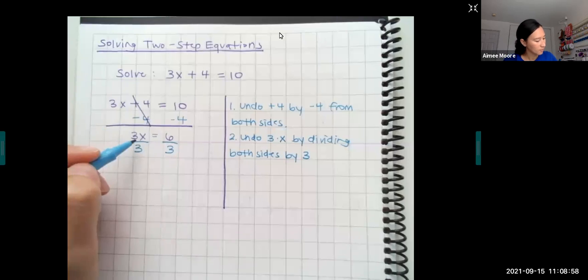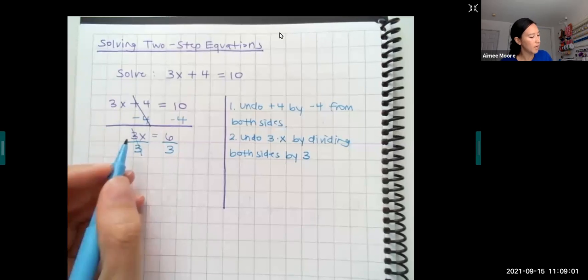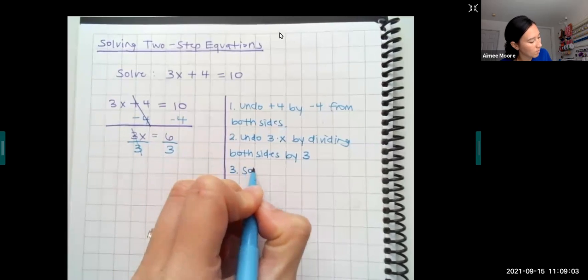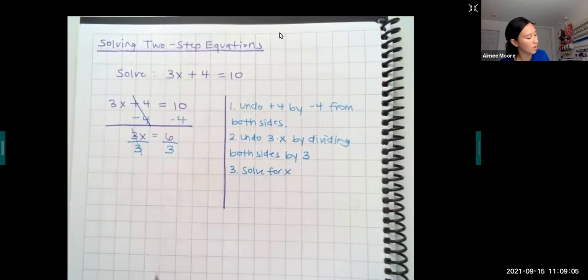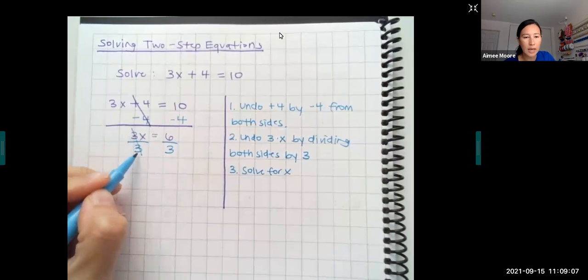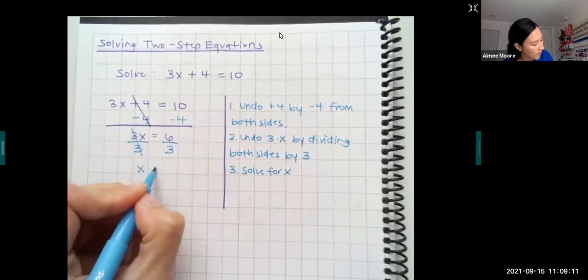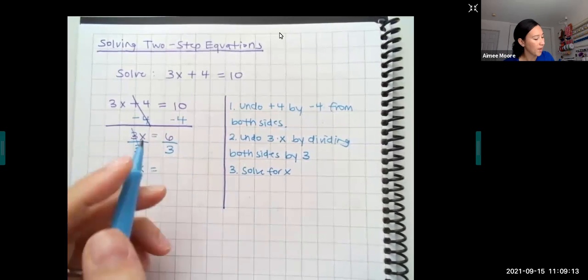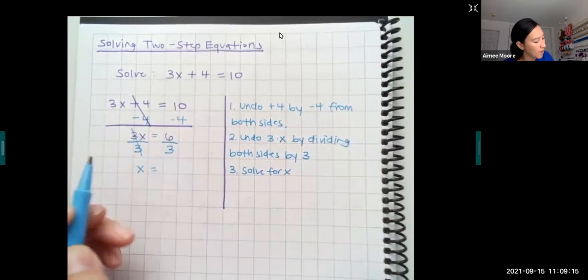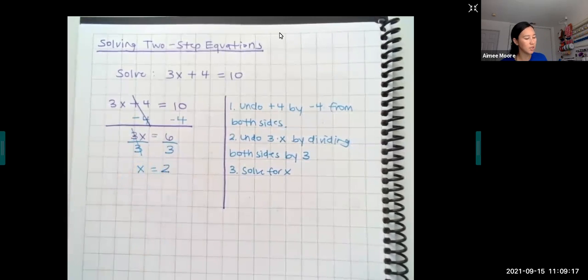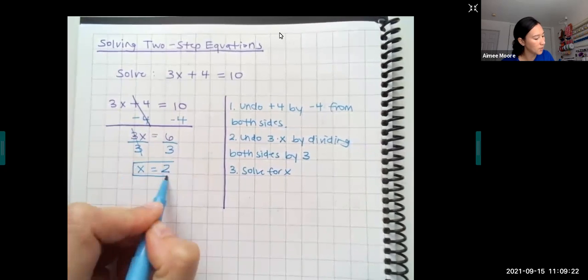Now we can solve for x. So now that those 3's canceled out, we isolated x, which was our goal. We got x all by itself, and then we just simplify 6 divided by 3, which is 2. So x equals 2.